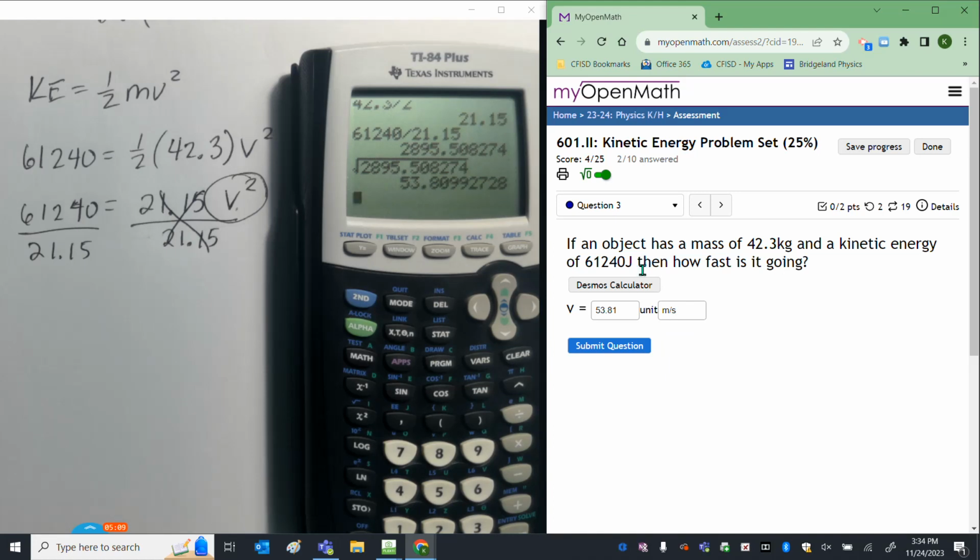Again, when you are working with joules, your masses need to be in kilograms, your velocities need to be in meters per second. That's how everything's going to end up canceling out.